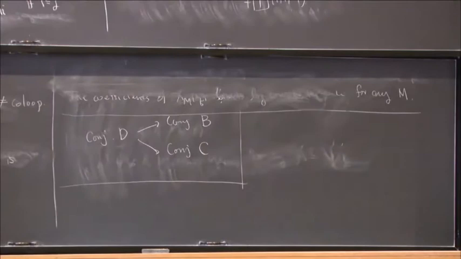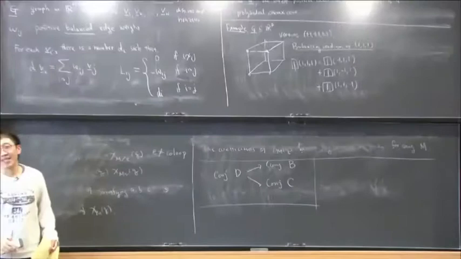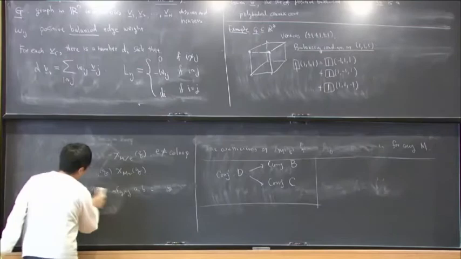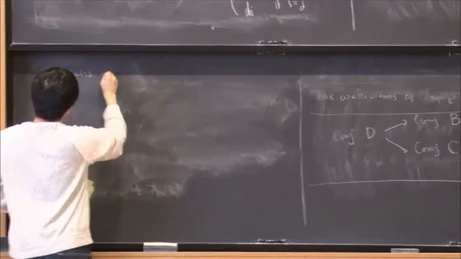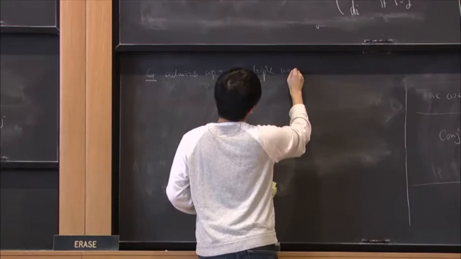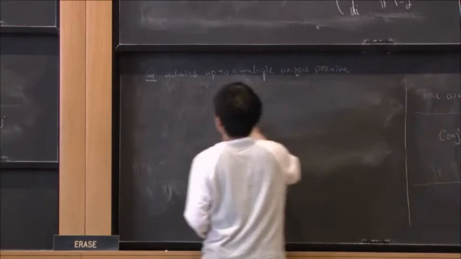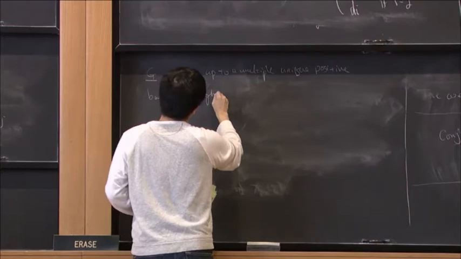But there is another very basic thing about this G, which is this is a graph of a polytope. So G admits, up to a multiple, a unique weight, positive and balanced. Which is indeed quite a miraculous thing.